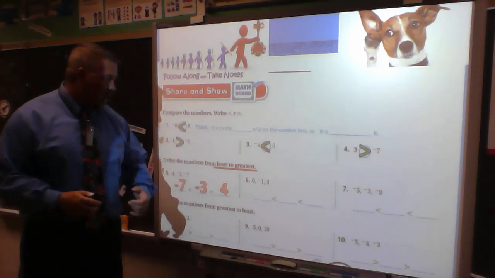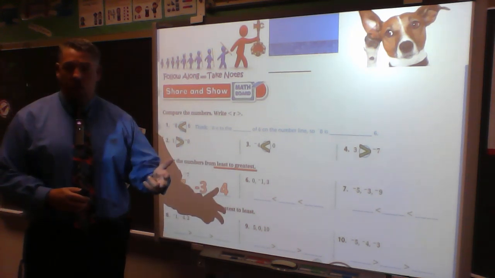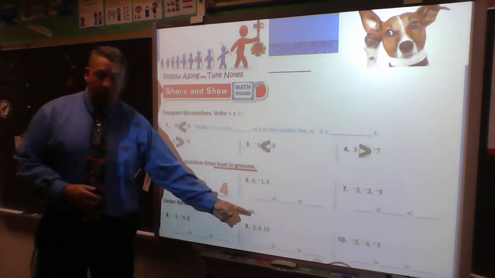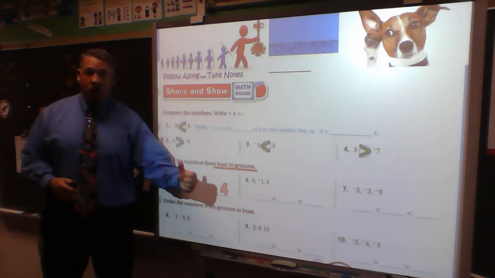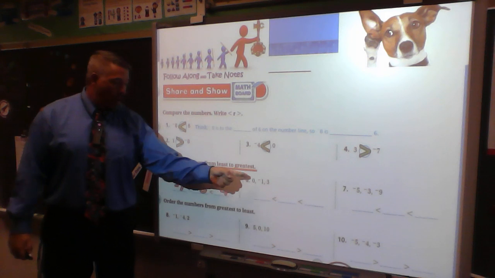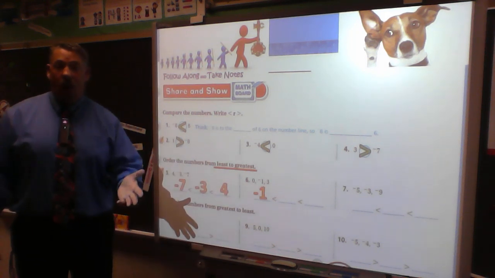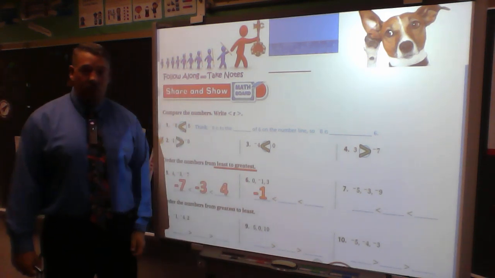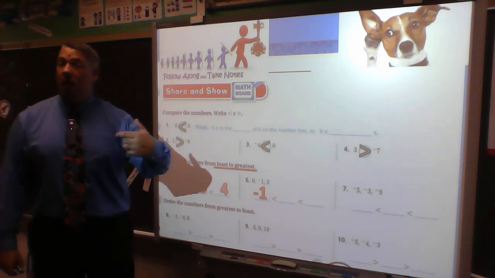On number 6, then I have 0, negative 1, and negative 3. What is my smallest number? Because it says from least to greatest, and the arrow is pointing to the left. Well, the smallest one is always going to be the negative number, right? So my negative 1 has to be there. Then I ask, what's my greatest number?